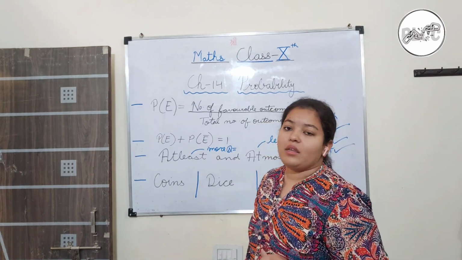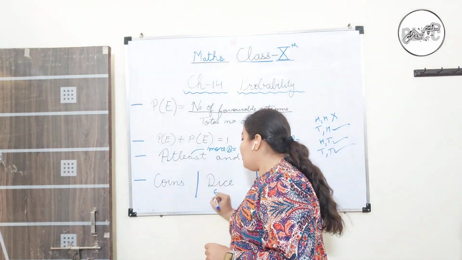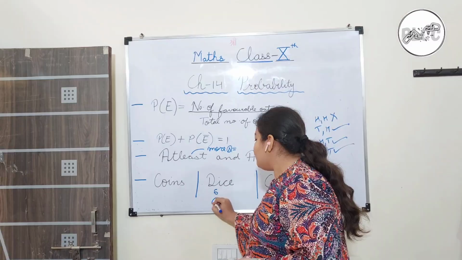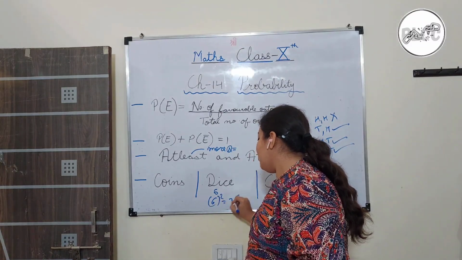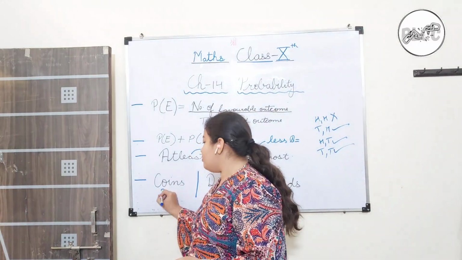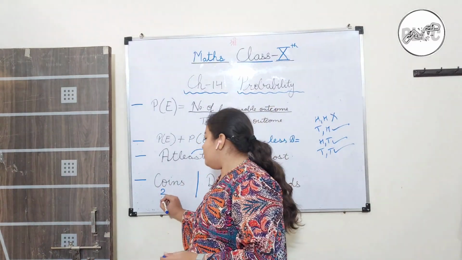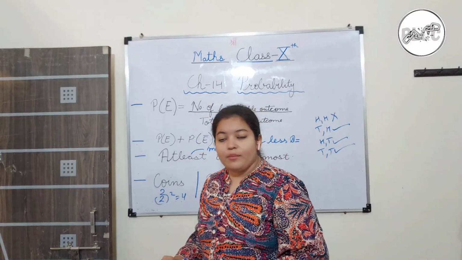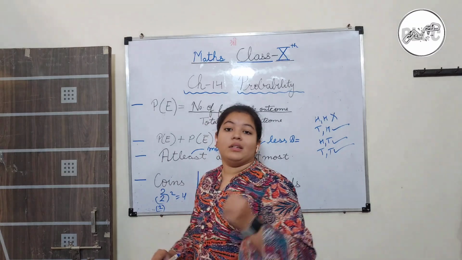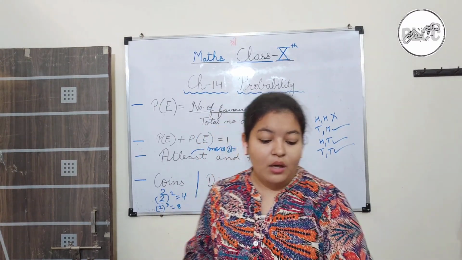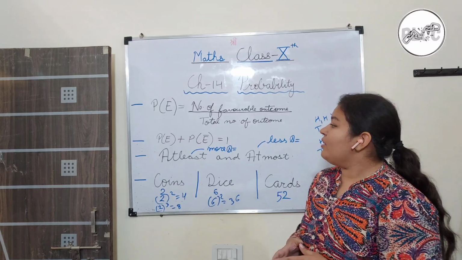Then dice, they'll ask you either about 1 die. Rolling 1 die will give you a total number of outcomes of 6, and rolling 2 dice, which is 6 square, will give you 36. Okay. Coins, if you toss 1 coin, it will give you 2 total number of outcomes. If you toss 2 coins, then it will give you 2 square, which is 4, as the total number of outcomes. If you toss 3 coins, it will give you 2 cube, that is 8, as the total number of outcomes. I hope I'm clear with this, and now I'll show you one question.